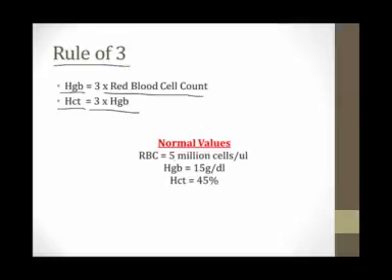A normal red blood cell count is about 5 million cells per microliter. A normal hemoglobin is 3 times that, or 15 grams per deciliter. And then a normal hematocrit is 3 times the hemoglobin, or 45%. This is just a rule of thumb, but it's especially handy for converting hemoglobin values into hematocrit values.